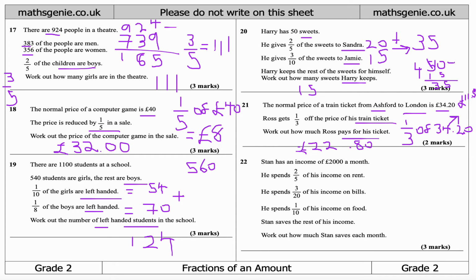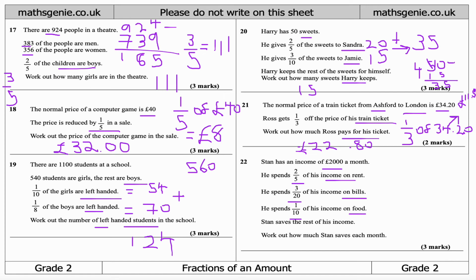Question number 22, guys. Stan has an income of £2,000 a month. He spends 2/5 of his income on rent. He spends 3/20 of his income on bills. He spends 1/10 of his income on food. Stan saves the rest of his income. Work out how much Stan saves.